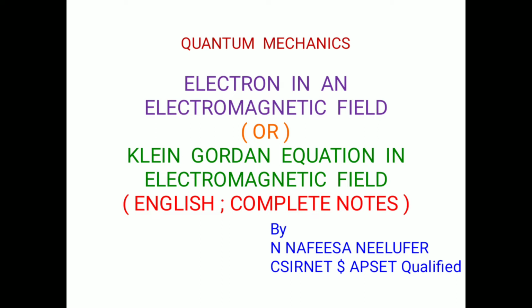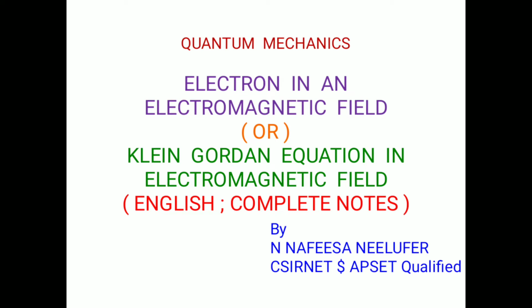So let's discuss a topic from quantum mechanics. Here we are going to discuss an electron in an electromagnetic field. The equation for an electron in an electromagnetic field could also be said to be the Klein-Gordon equation in an electromagnetic field. So what is the Klein-Gordon equation in an electromagnetic field? We are going to study this topic.